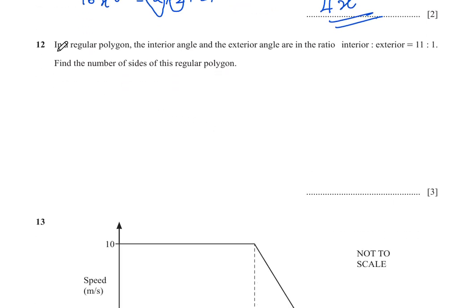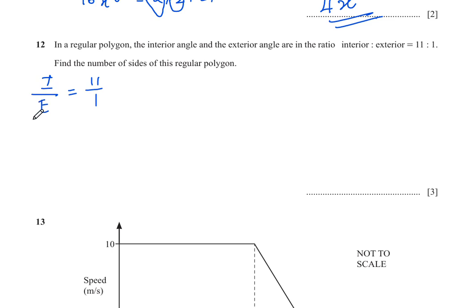And the next problem: in a regular polygon, the interior angle and the exterior angle are in the ratio interior is to exterior is 11 is to 1. Find the number of sides of the regular polygon. It is given that interior divided by exterior is 11 is to 1. The ratio is nothing but a fraction. Already we have the formulas for the interior angle and the exterior angle of a regular polygon, so we can apply the formulas here.